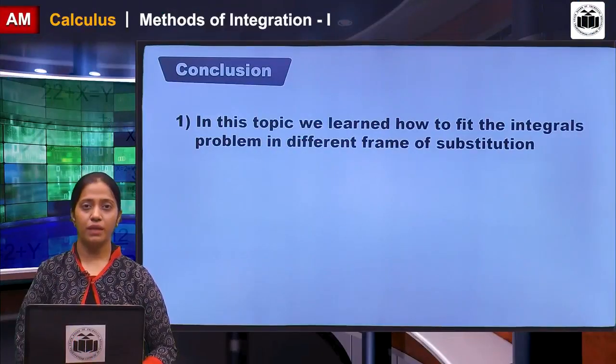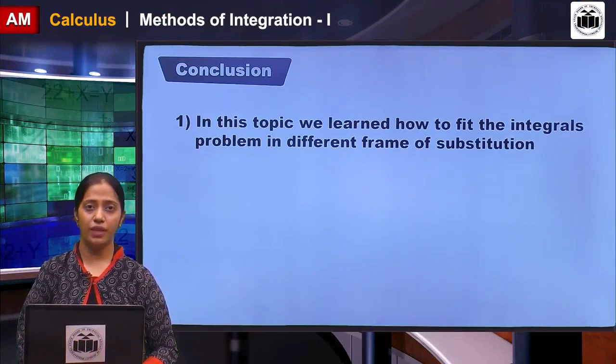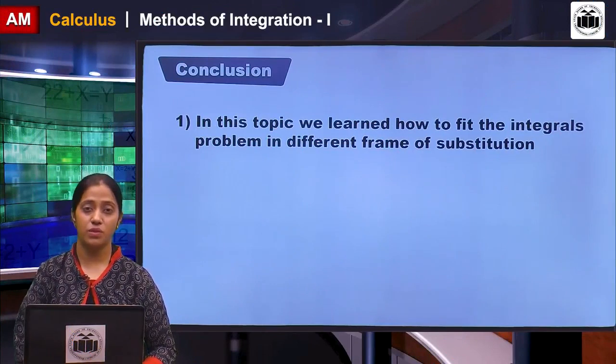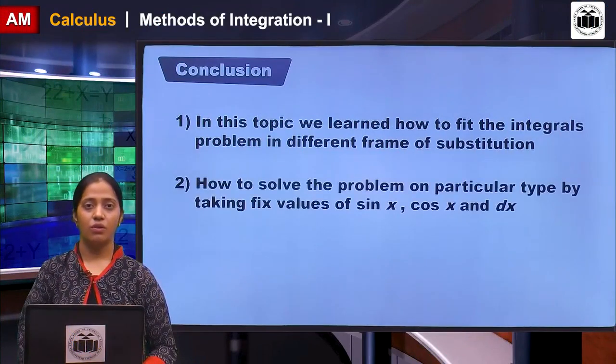In this topic, we learn how to fit the integrals' pattern in different forms of substitution, and how to solve problems of a particular type, taking the fixed values of sin x, cos x and dx. Those values are given in the problem.